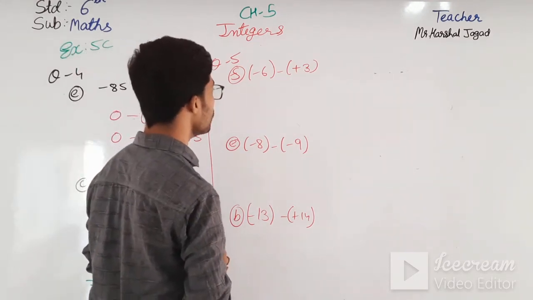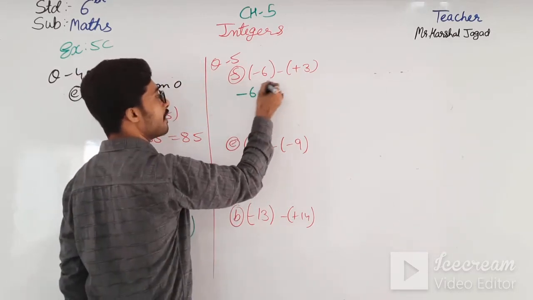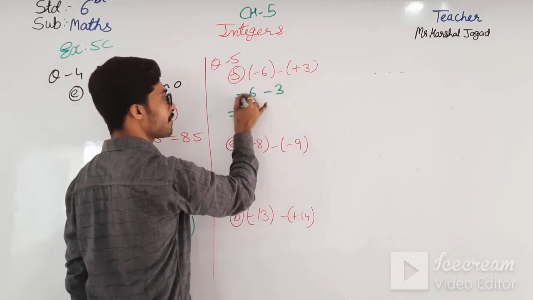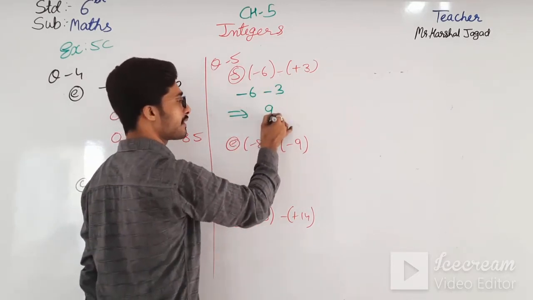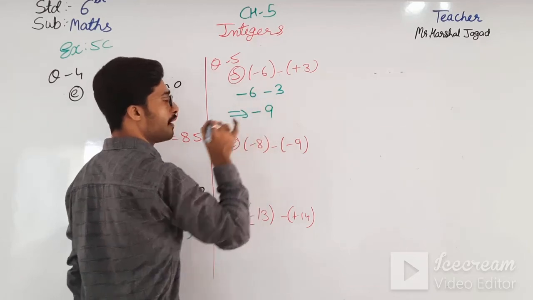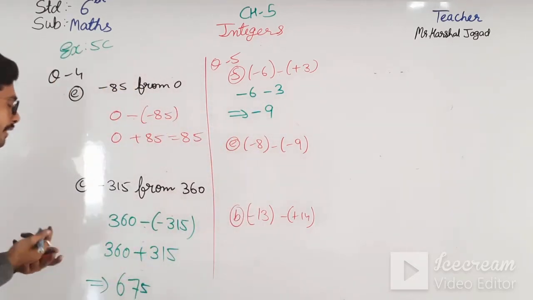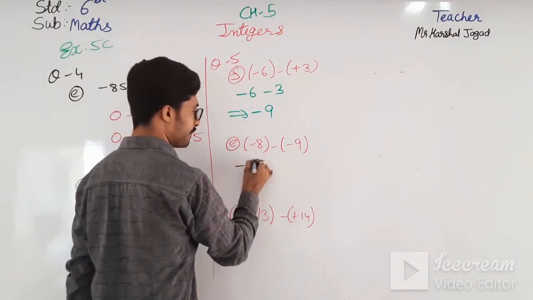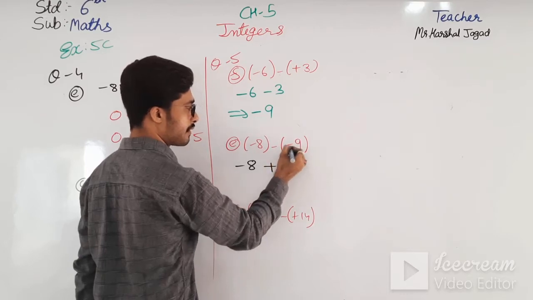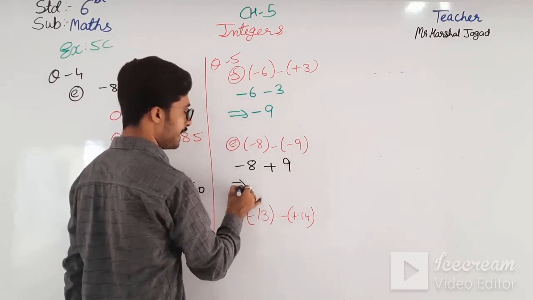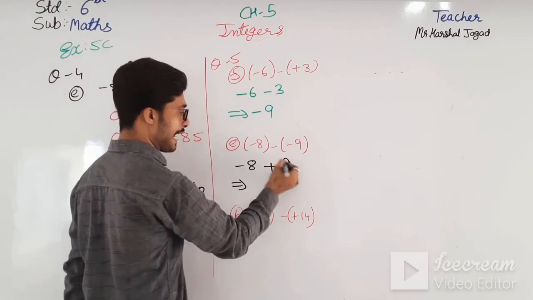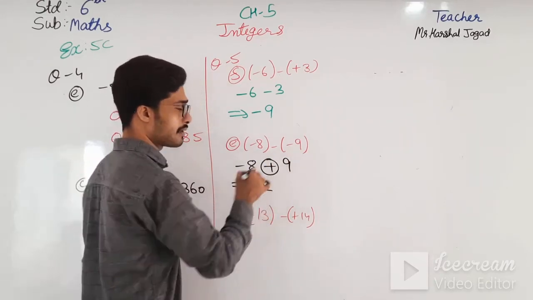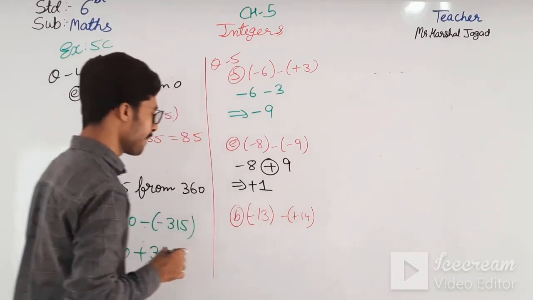Here, minus 6 minus plus 3, it will be minus, minus, plus, so 6 plus 3, that is 9. Then the sign will remain minus. Then another one, minus 8 minus minus 9, so minus plus, 9 minus 8, that is 1. But the sign will remain plus. Why? Because 9 has the plus sign.